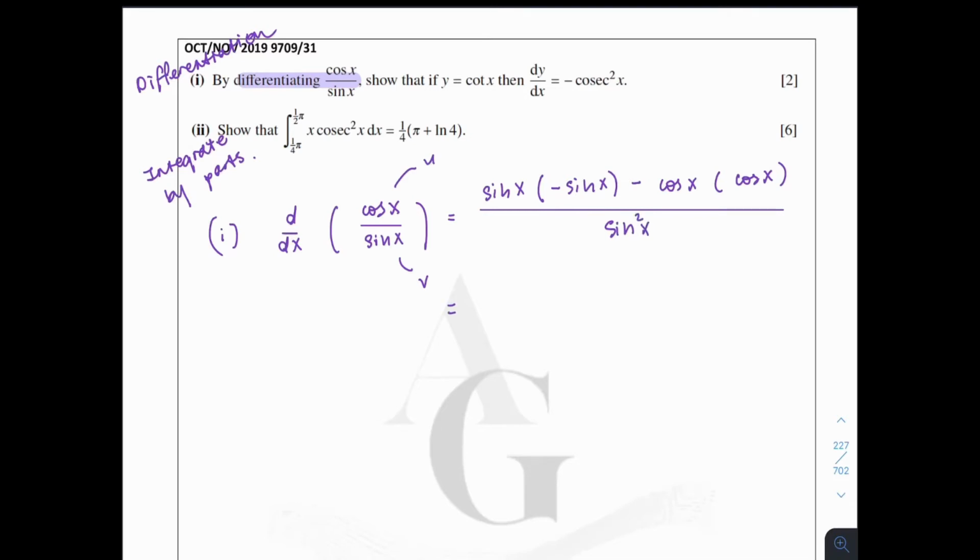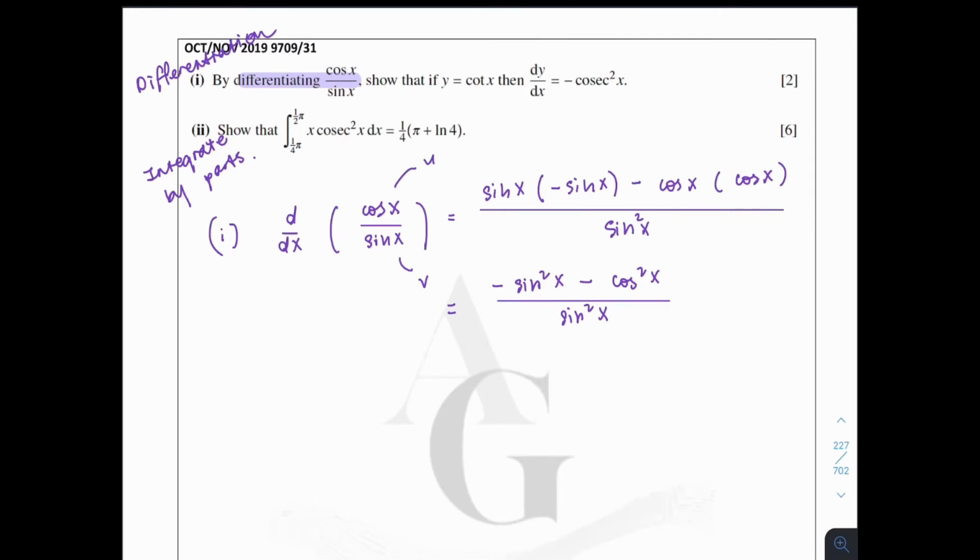Okay, that's how we differentiate cos x over sin x. So let's simplify a bit. You will get negative sin square x minus cos square x over sin square x. Okay, that's the very first part of part 1.